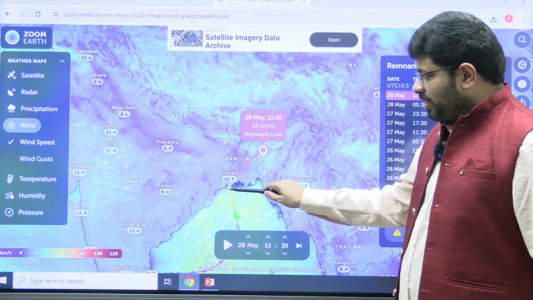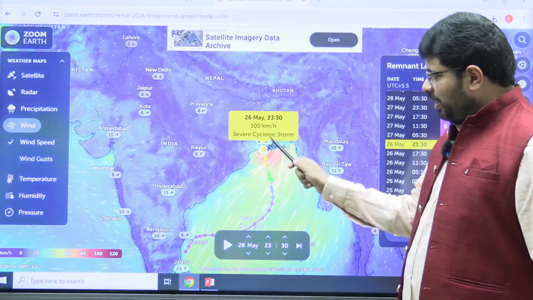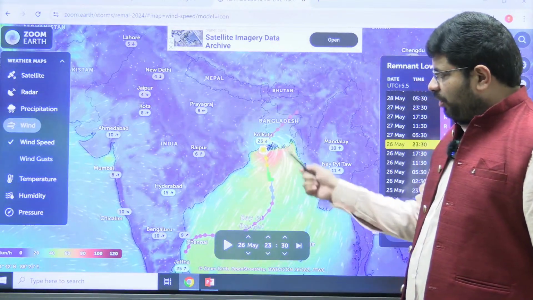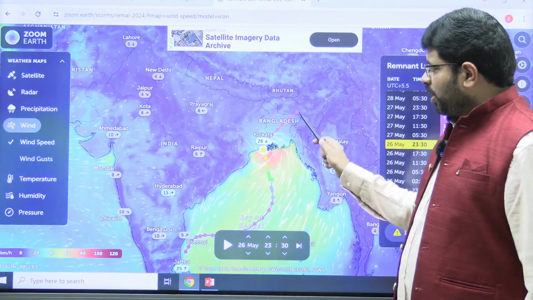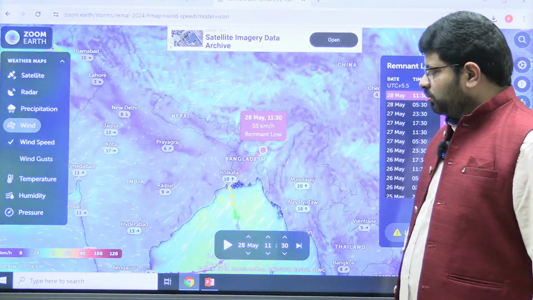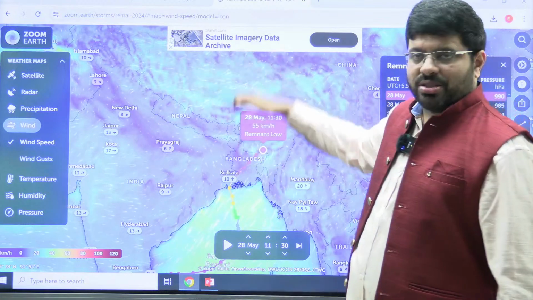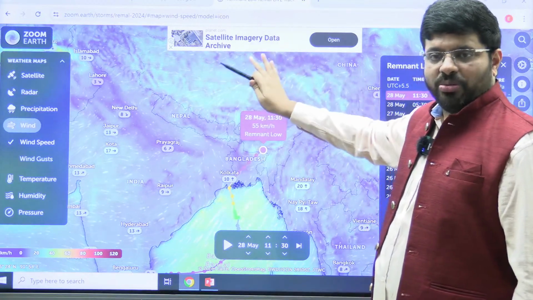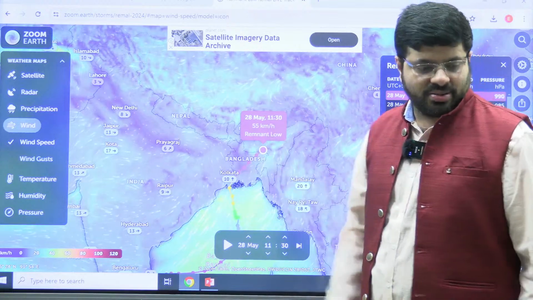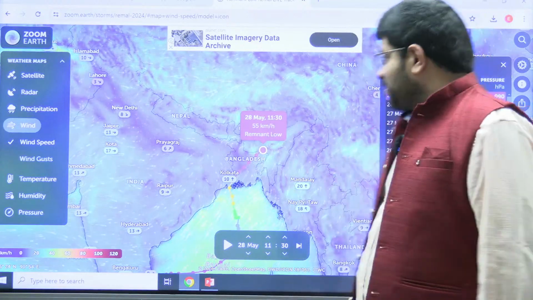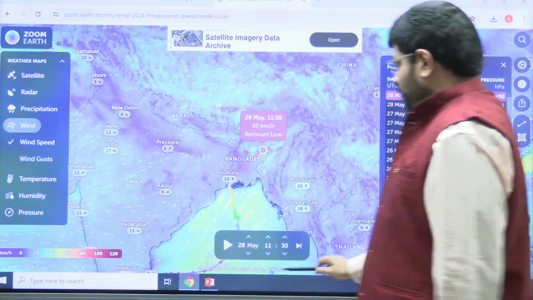Look at the difference here, how the winds are entering. You see how the winds are entering into it, and look at now. There is definitely a variation. You forget about this system. This is beyond. We are not talking about this. We are only worried about this. Right. So that is the beauty of this topic.